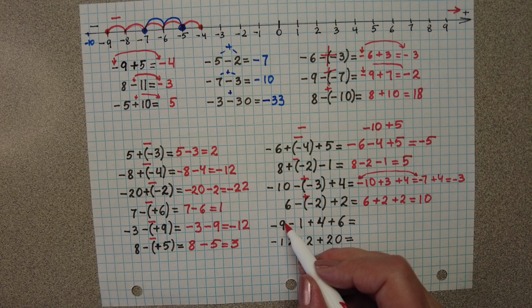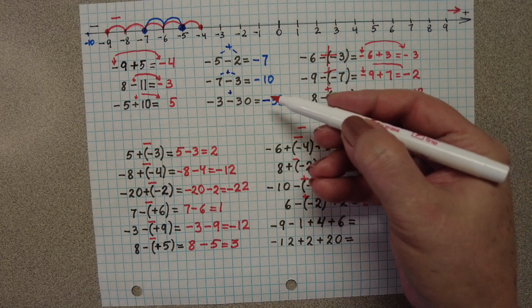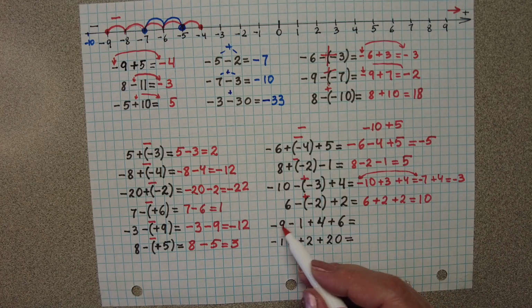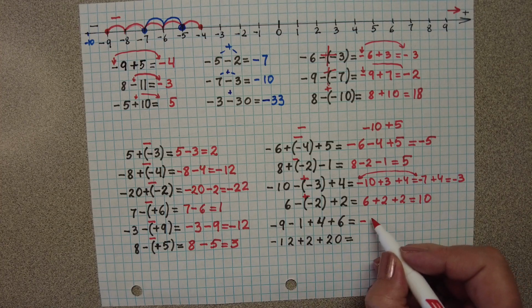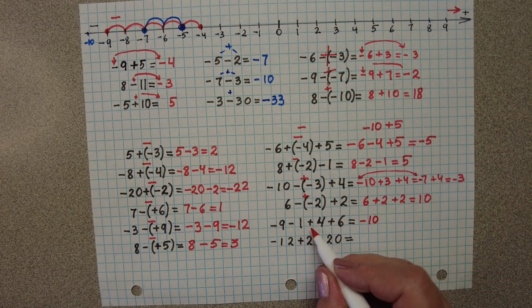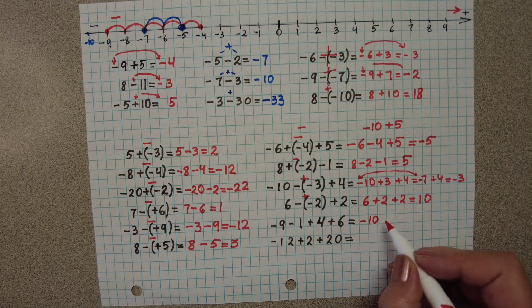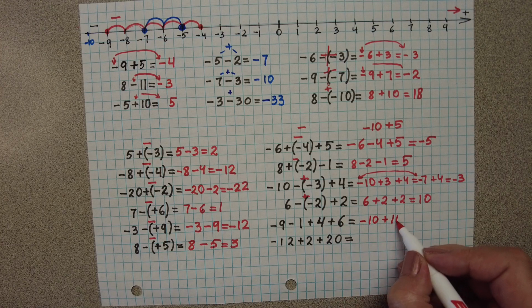First case, minus 9 minus 1. The first part is here, this case, when both are negative. We add the numbers and the answer is always negative. So it will be negative 9 plus 1 is 10. Then plus 4 plus 6 is plus 6 plus 4 is 10.